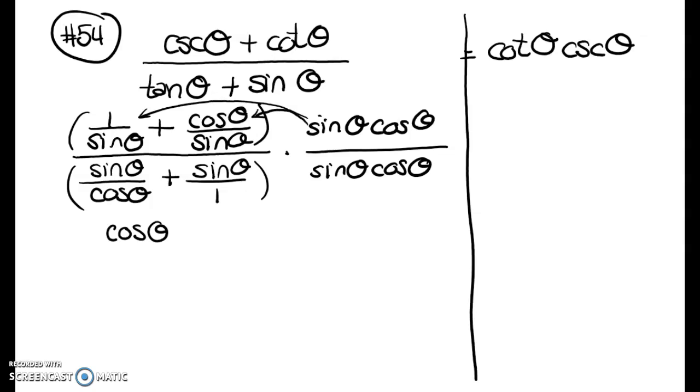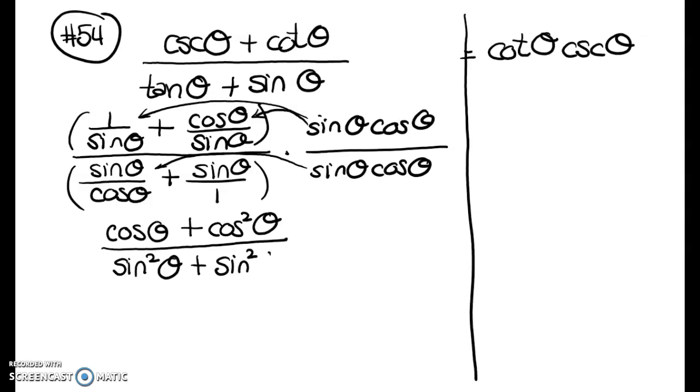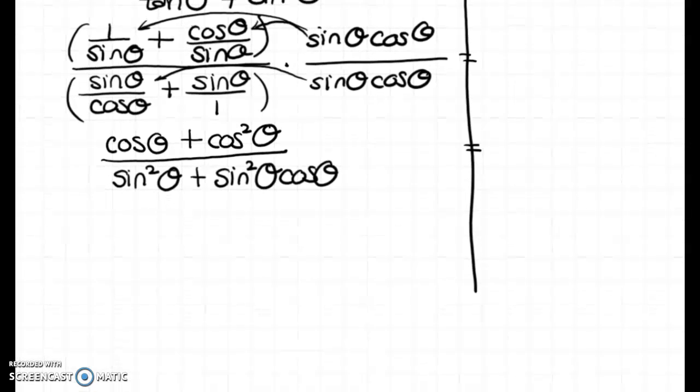Here our sine reduces out. We're left with cosine squared theta. Here, when we multiply, our cosines cancel out, so we're left with sine squared theta. And here we have sine squared theta cosine of theta. Let's see if factoring does anything, because I have something I could factor out of the numerator and something I could factor out of the denominator. Let's see if that even helps.